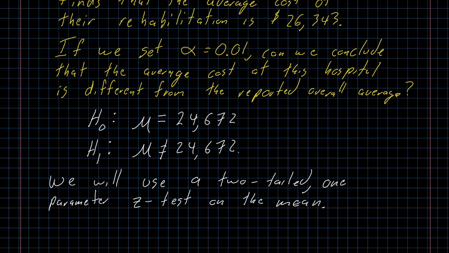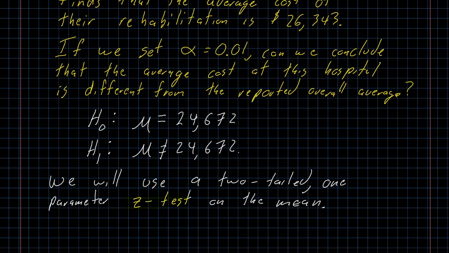And the test we're going to use is quite a mouthful. We're going to look at a two-tailed, one-parameter z-test on the mean. Although if I was reporting this as part of a research article, I would just call it a z-test. I wouldn't specify all of that. I'd say it's a z-test, and I would say that alpha is 0.01.